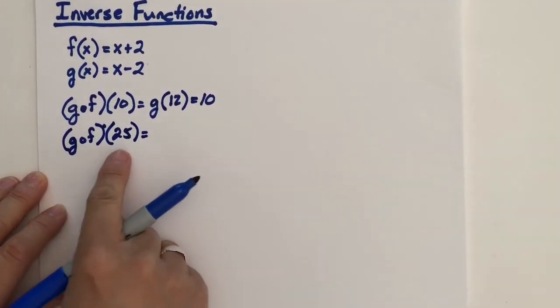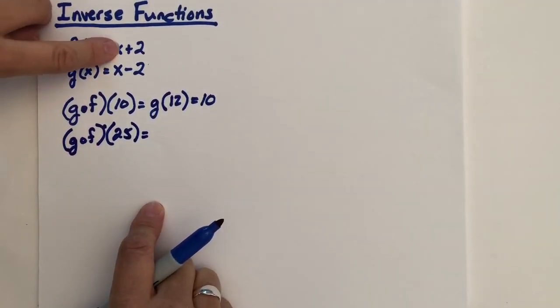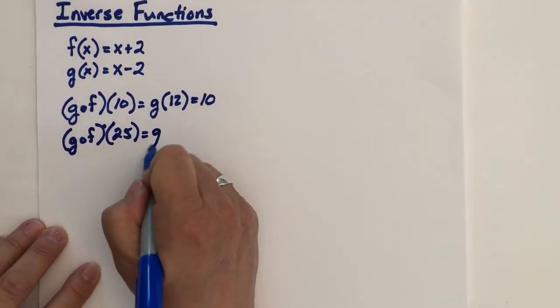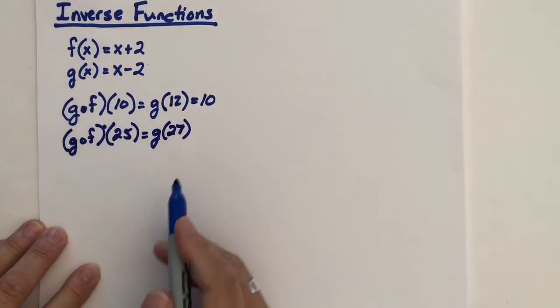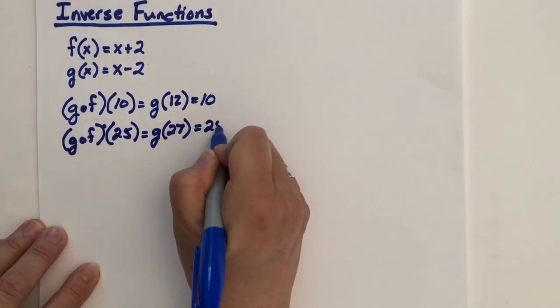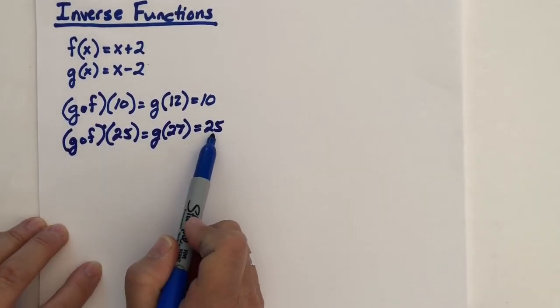Well, again, we substitute 25 into the f function. 25 plus 2 is 27. And then we pop 27 into the g function. 27 minus 2 is 25. So again, in went 25 and out popped 25.